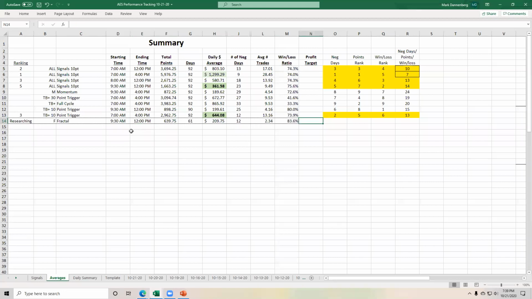It's about $209 a day on average for 61 days, with 12 losing days, if you're only trading fractals. And what was the other time range? 7 to 4. It's $479 a day. That's per contract. Anything that we share in this daily average on a dollar basis is based on one contract.